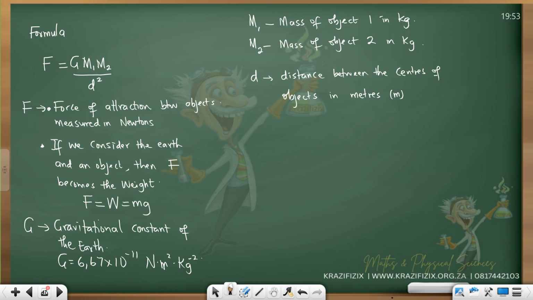So I've described all the variables. F is in newtons, capital N. Let's add that to it. M1, M2 are in kg. D is in meters. And don't forget, it is D squared. Thumbs up when you're done.